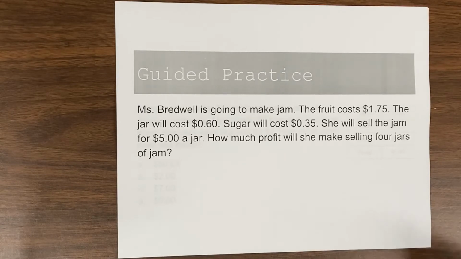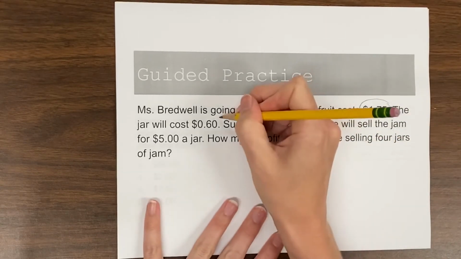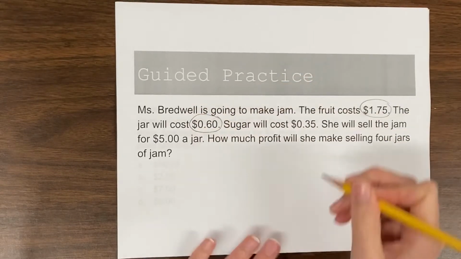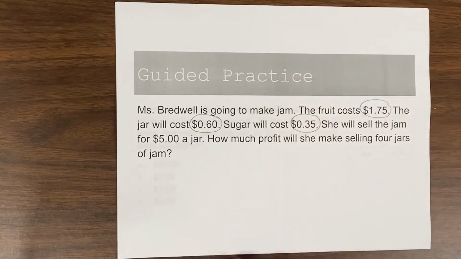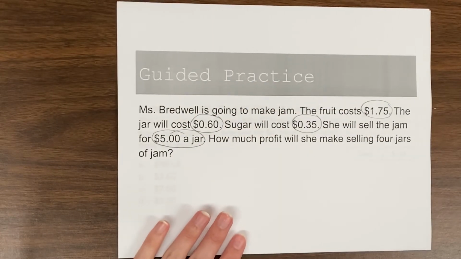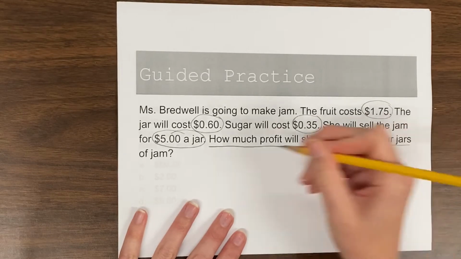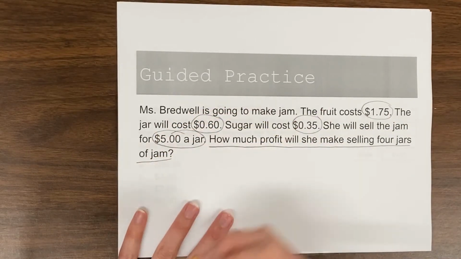Next question. Miss Breadwell is going to make jam. The fruit cost $1.75. The jar costs 60 cents. Sugar will cost 35 cents. She will sell the jam for $5 a jar. This question sounds very familiar. How much profit will she make selling 4 jars of jam?